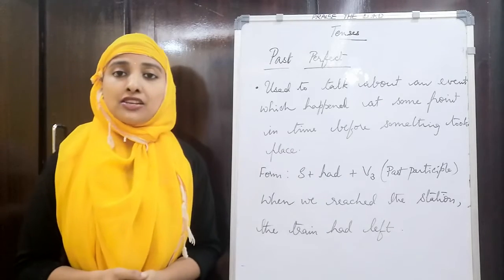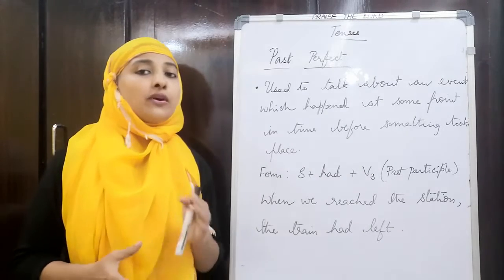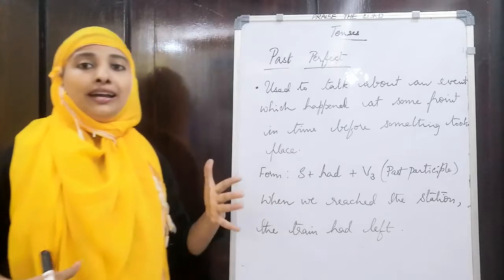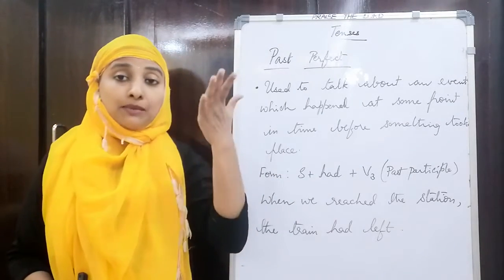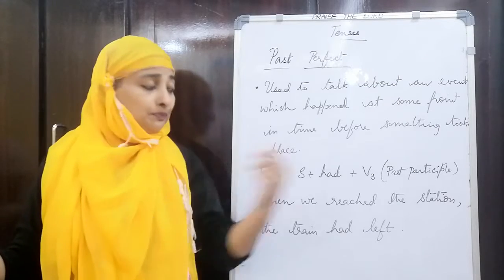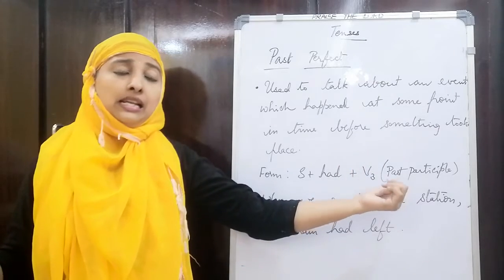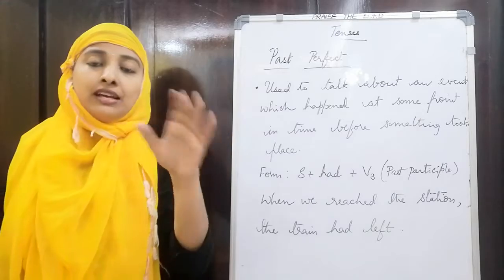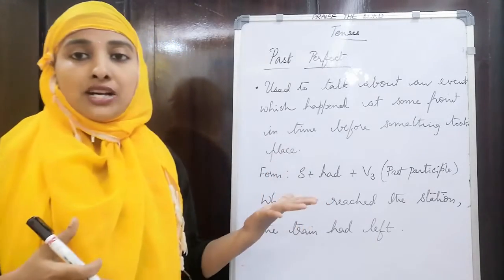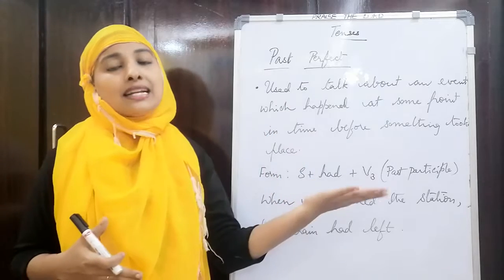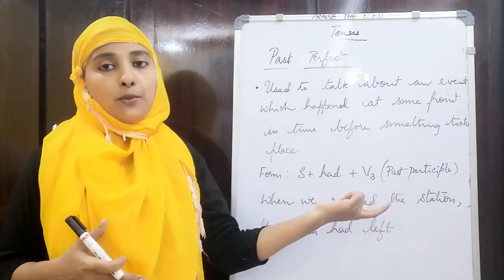And what is the structure of past perfect tense? In present perfect we have subject plus have plus verb in past participle. Here, instead of have, only one word changes the structure, that is subject plus had plus past participle, that is the verb in third form, V3 form of verb.